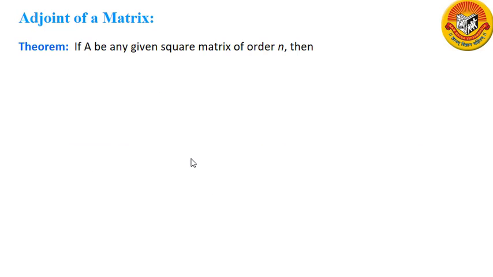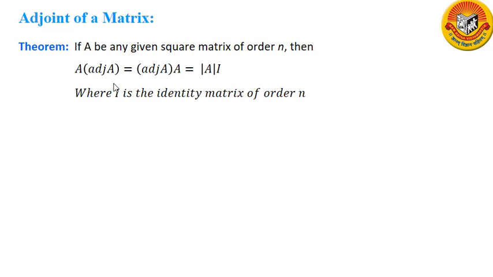Now here we have a few theorems and definitions. Let us see them one by one. First theorem: if A is any given square matrix of order n, then A into adjoint A is equal to adjoint A into A is equal to determinant of A into I. You can verify this theorem with the help of any matrix of order 2 by 2 or 3 by 3. Proof of the theorem is not needed here. This I is an identity matrix of order n. A is a square matrix of order n.